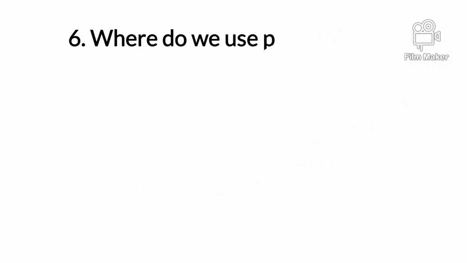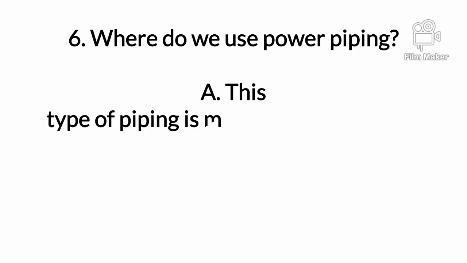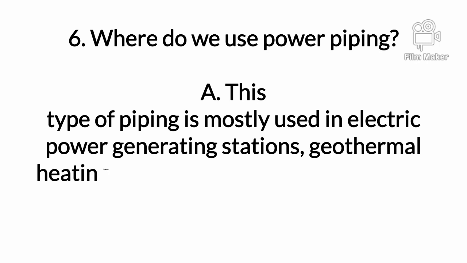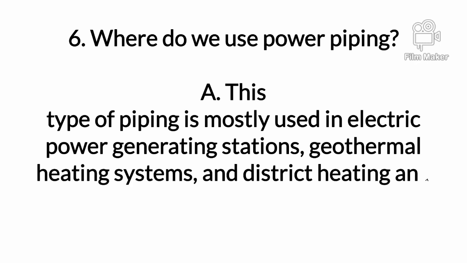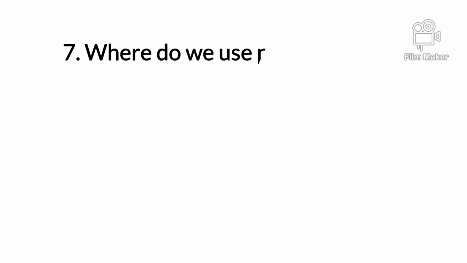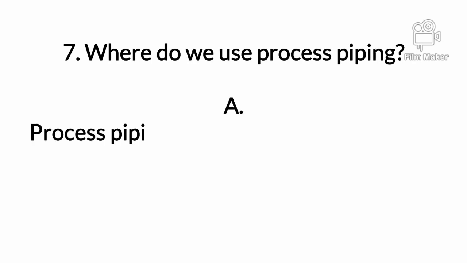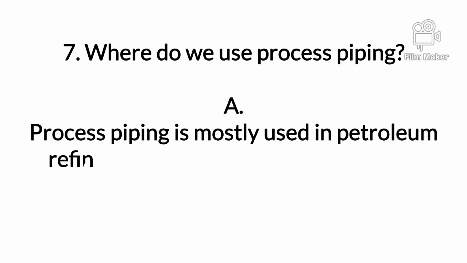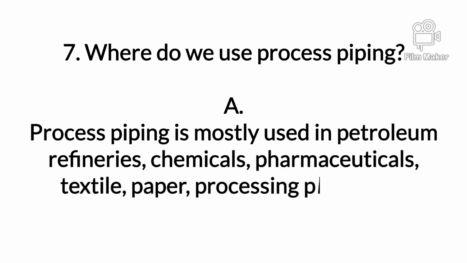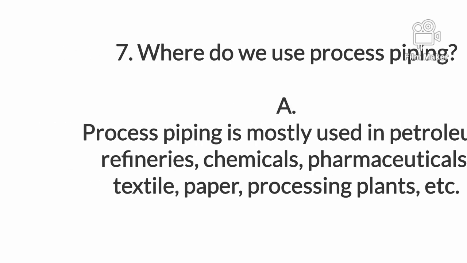6. Where do we use power piping? A. This type of piping is mostly used in electric power generating stations, geothermal heating systems, and district heating and cooling systems. 7. Where do we use process piping? A. Process piping is mostly used in petroleum refineries, chemicals, pharmaceuticals, textile, paper, processing plants, etc.